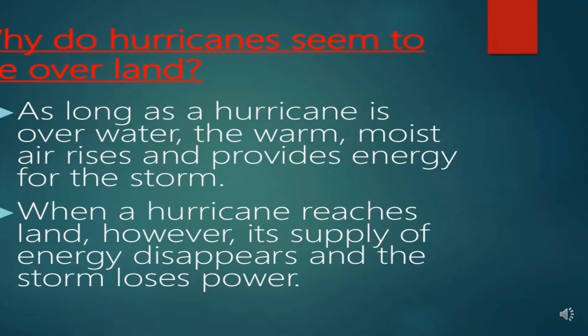Why do hurricanes seem to die over land? As long as the hurricane is over water, the warm, moist air rises and provides energy for the storm. But when a hurricane reaches land, its supply of energy disappears and the storm loses power, so the hurricane seems to die over land.